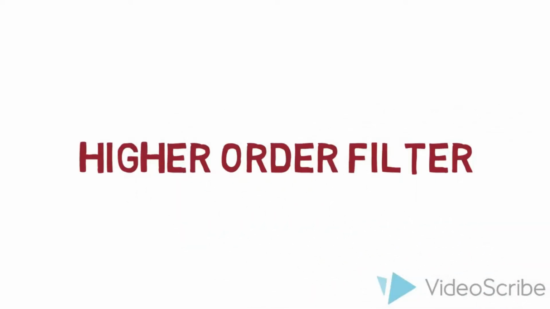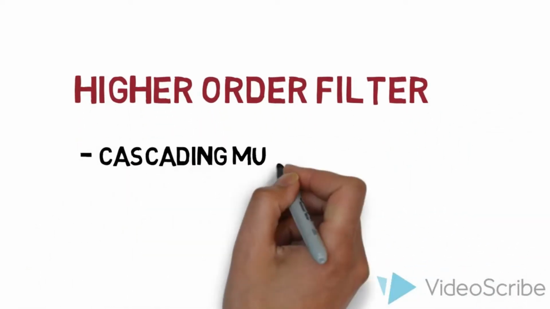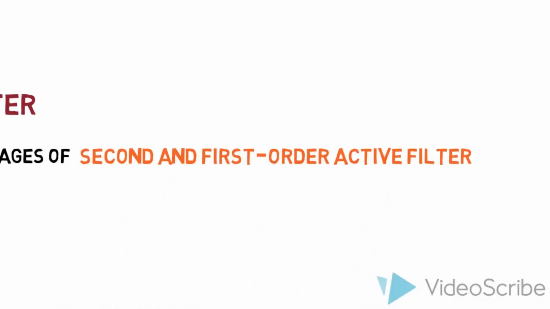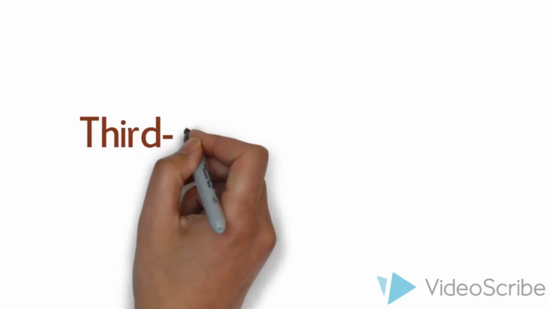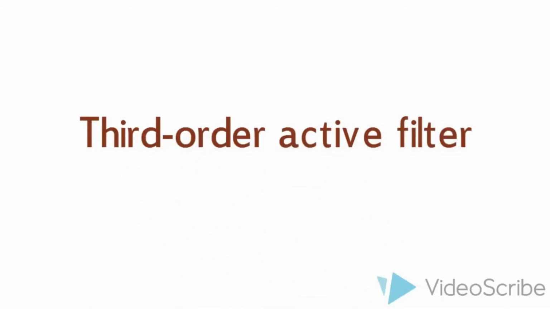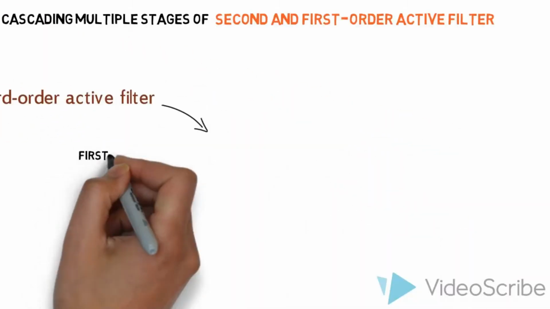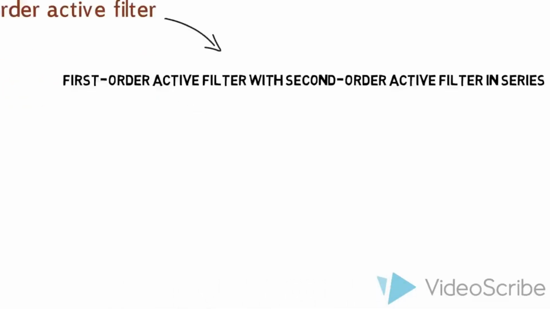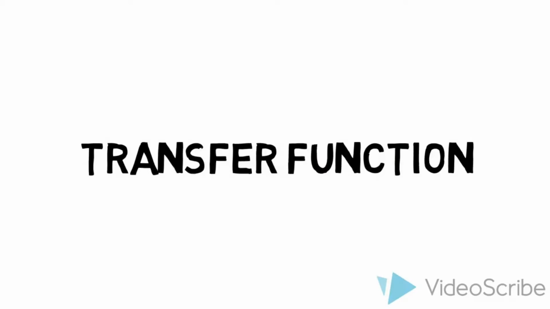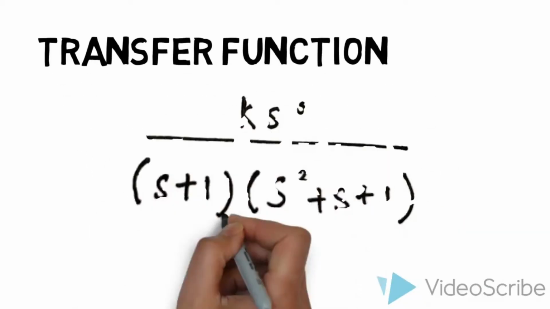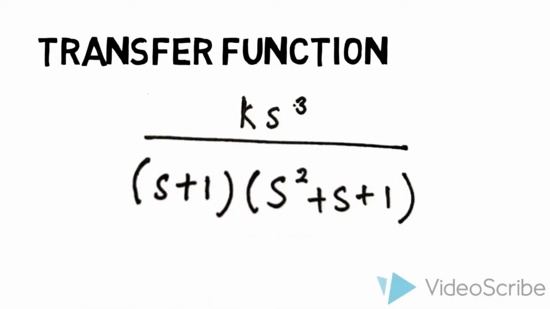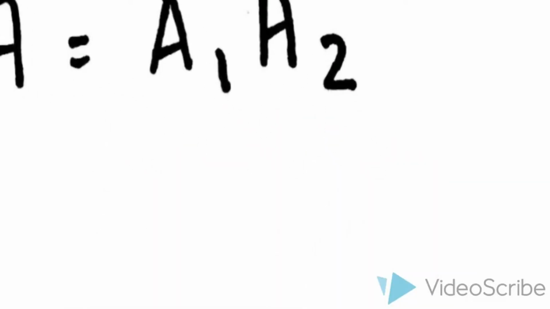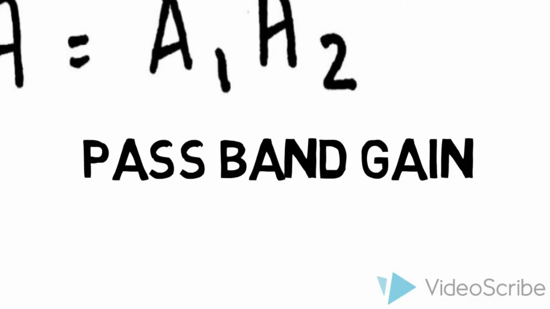Moving on to higher order filters. Higher order active filters can be built by cascading multiple stages of second and first order active filters. For the third order filter, one should cascade the first order active filter with the second order active filter in series. The transfer function for the third order filter is this. Also, take note that this formula is for the pass band gain.